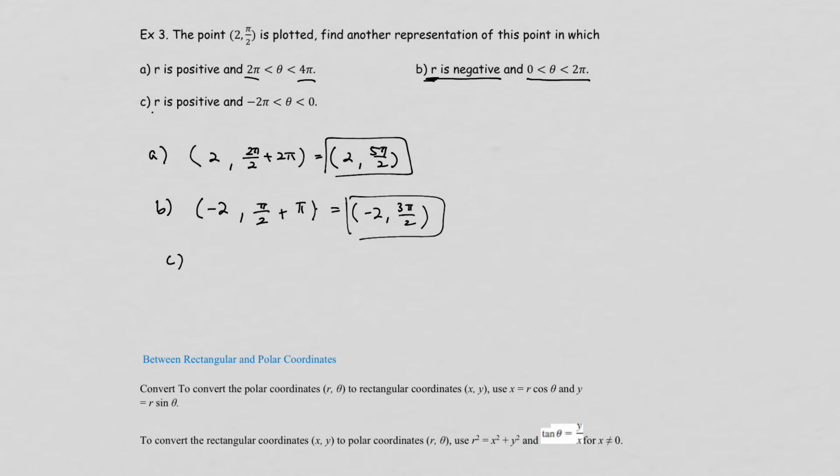C, positive. Distance is positive. And they want you to use the negative angle, negative 2 pi to 0. So you do the angle minus pi over 2, which will give you 2 and negative 5 pi over 2.